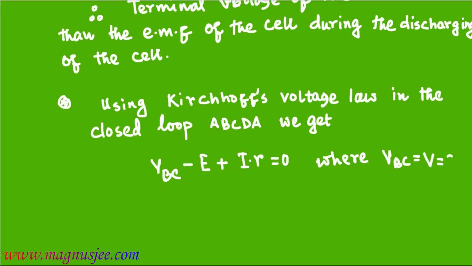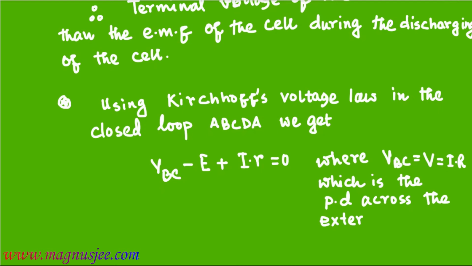difference across the external resistance. VBC equal V equal I dot R, which is the PD. PD means potential difference across the external resistance capital R. And E is the EMF, and here EMF is negative. VBC minus E plus I dot r equal to 0.